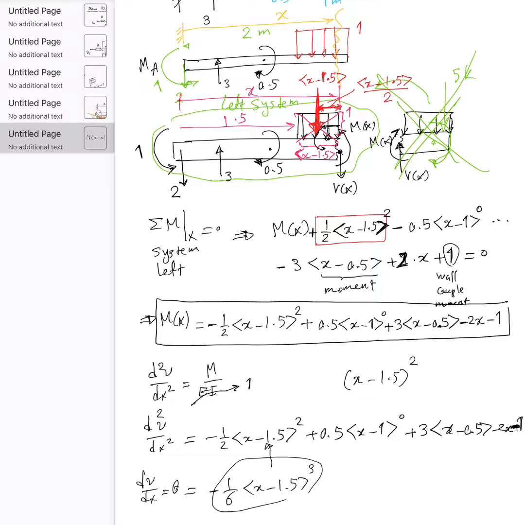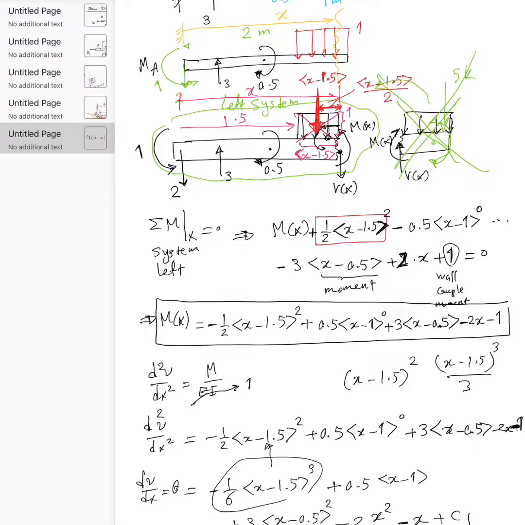How do I integrate this? (x - 1.5)^3 over 3. 3 multiplied by 2 gives you negative 1/6. The second thing, 0.5 (x - 1)^1 over 1, which is basically x minus 1. Let's erase this extra information. And then the next thing is plus 3 (x - 0.5)^2 over 2, negative 2x^2 over 2, negative x, plus c1. Apply the boundary condition.